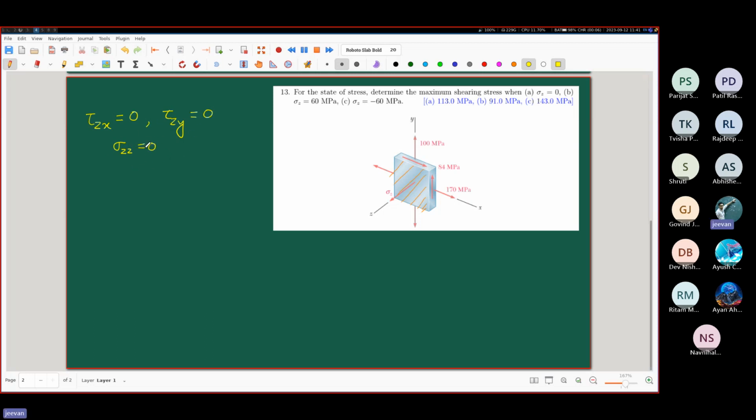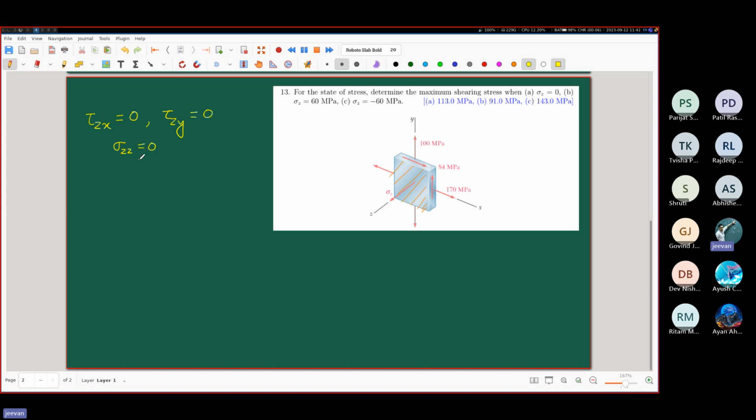Now this condition reminds us that this is nothing but plane stress. Whenever we have these three things equal to 0, we have a case of plane stress. But no matter that, what we have to understand is, because tau zx is equal to 0 and tau zy is equal to 0, what does that indicate? That the shearing stresses on this plane are 0. Since the shearing stresses on this plane are 0, no matter what the value of sigma zz is, in this particular case, part A, sigma z equals 0.